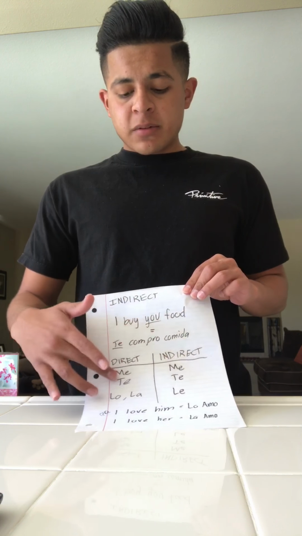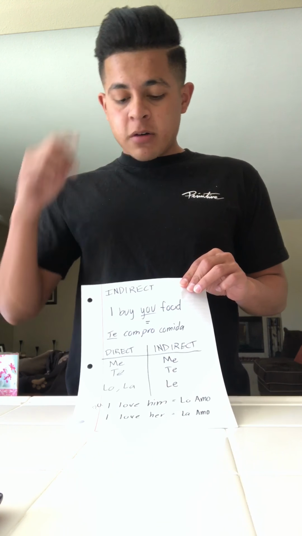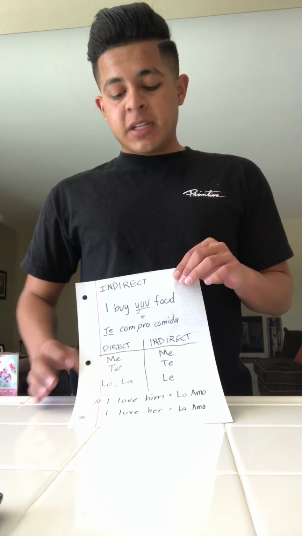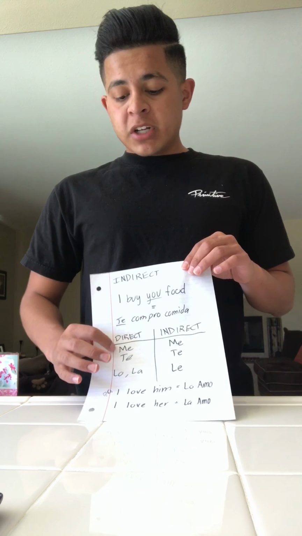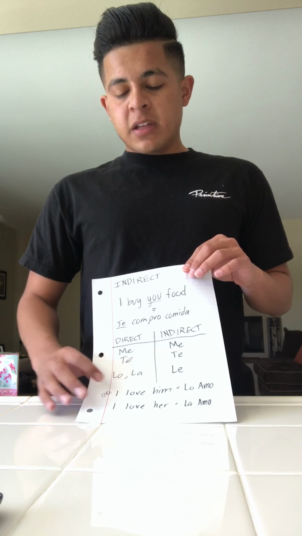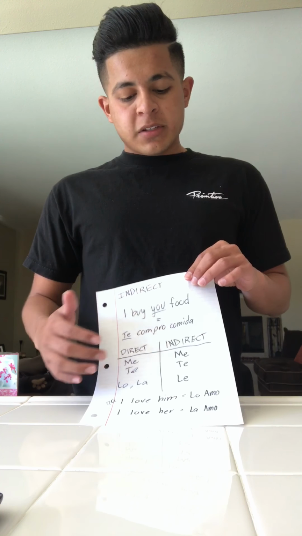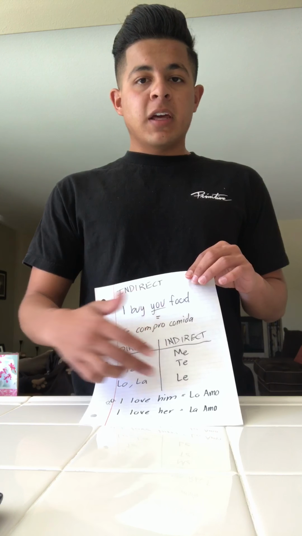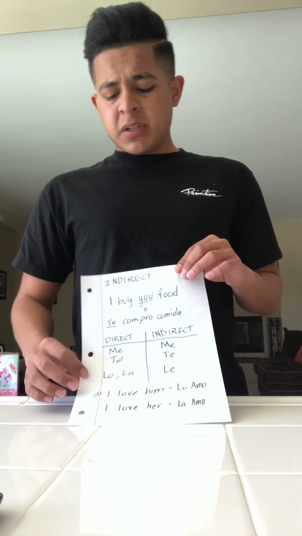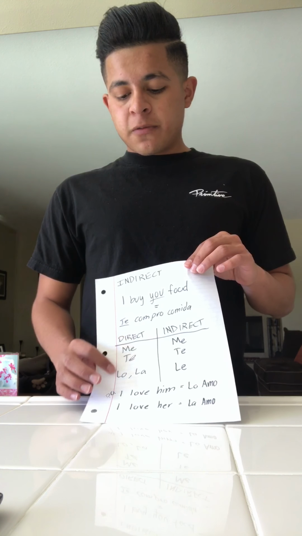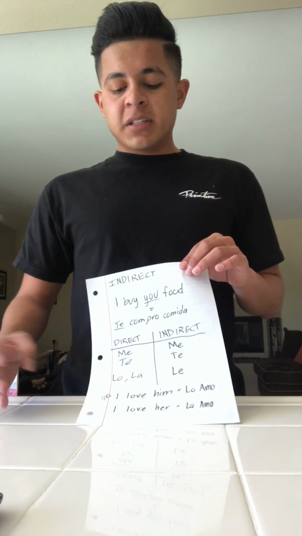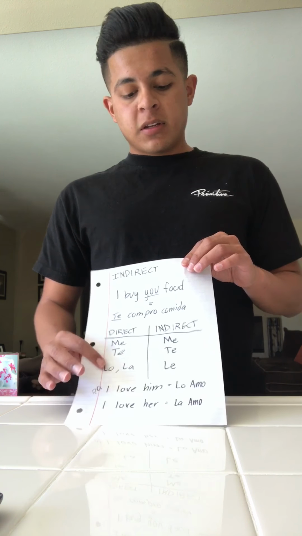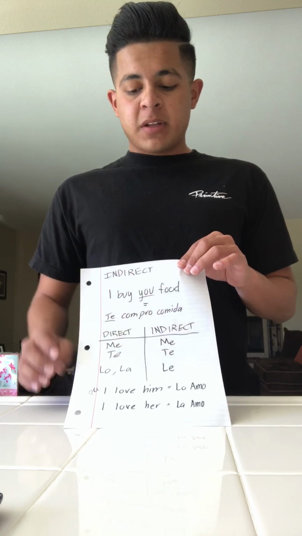Now here is a little table that I drew out when writing out a sentence or even speaking out a sentence. For direct objects, you want to use me, te, lo, or la. Indirect, you want to use me, te, or le. Now, this can get confusing because in direct object form, lo is masculine and la is feminine. But in indirect, it is le for both masculine and feminine.